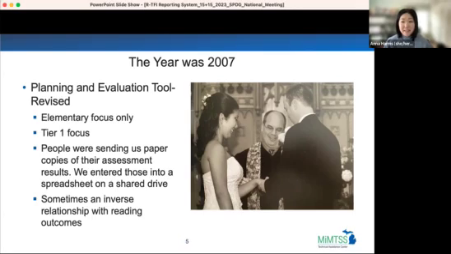Any evaluators thinking back to these days, or maybe you're still there, that's okay. But people were sending us paper copies of their assessment results. So I remember getting the manila envelopes in the mail with the photocopied versions of their assessments. And then we would enter that into a spreadsheet that we had on a shared drive at one of our intermediate school districts where our TA Center staff worked.